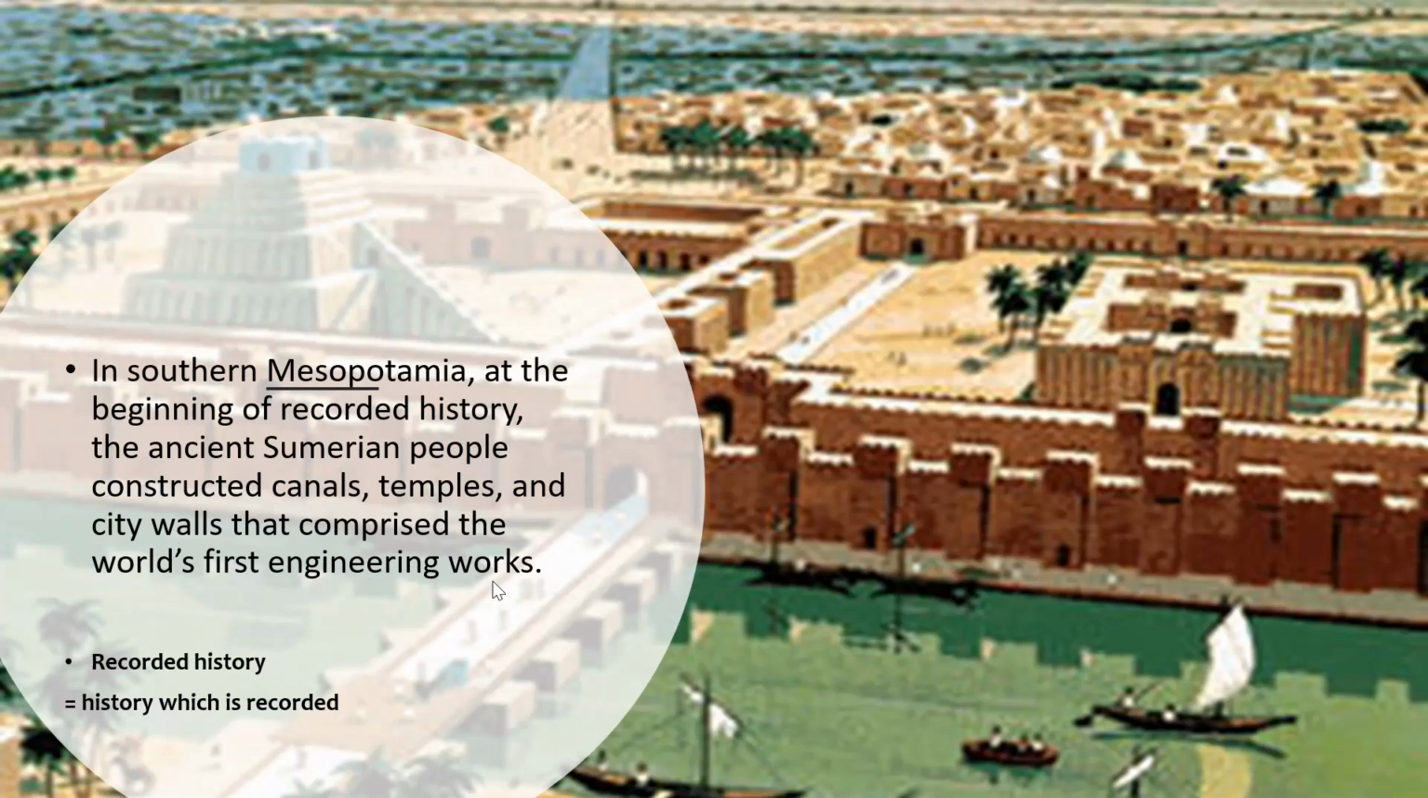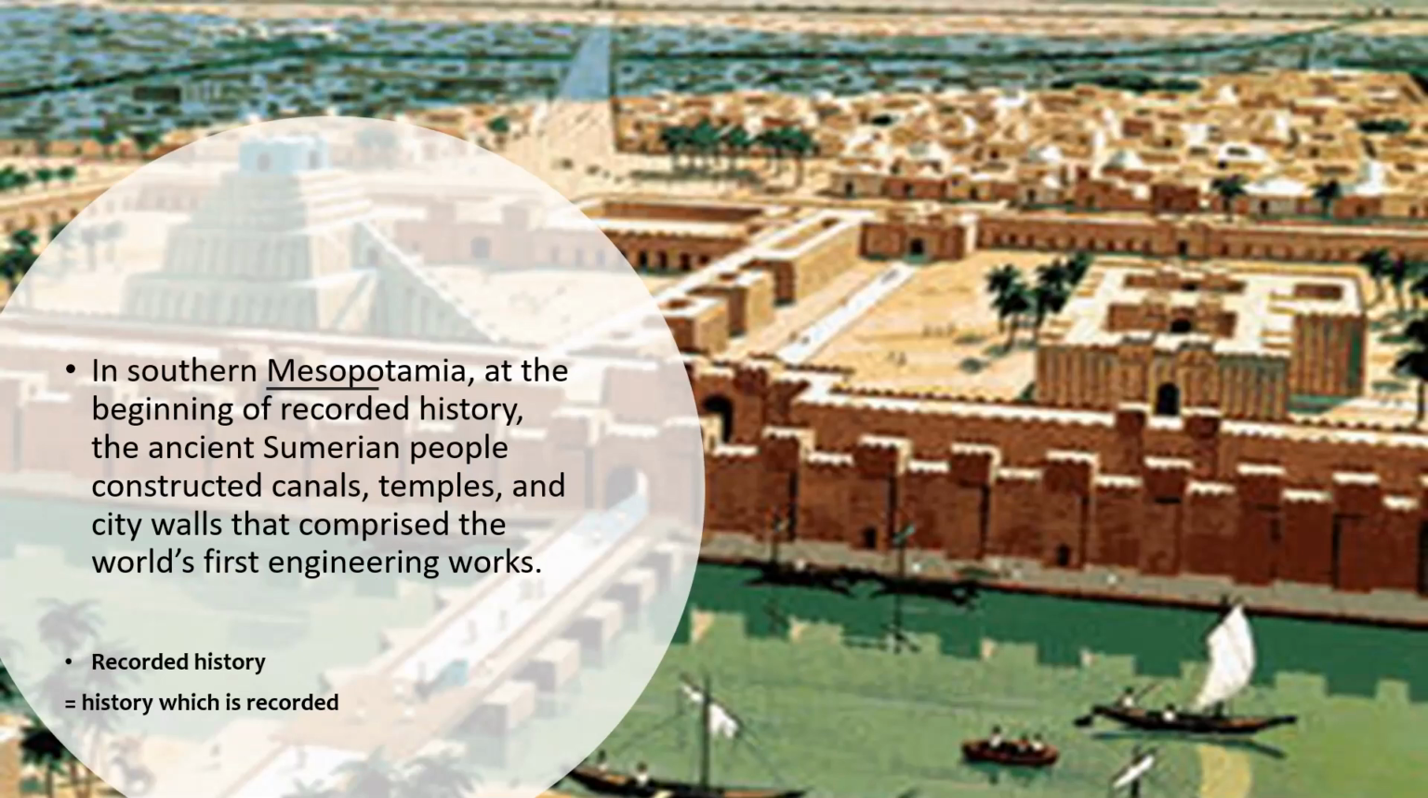So according to this sentence, what were the first engineering works? Karya bidang engineering yang pertama apa saja dari kalimat ini? So you can see that you have canals, temples, and city walls. From this sentence, we can conclude that the oldest engineering branch is actually civil engineering.